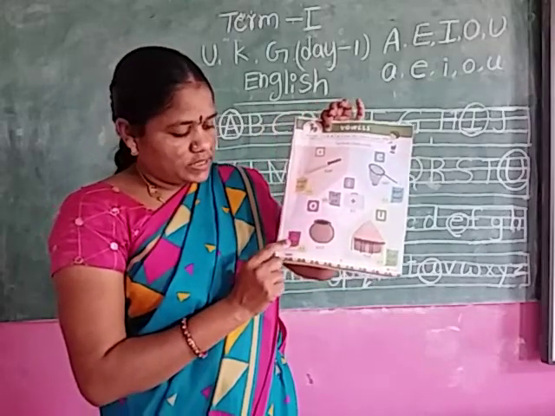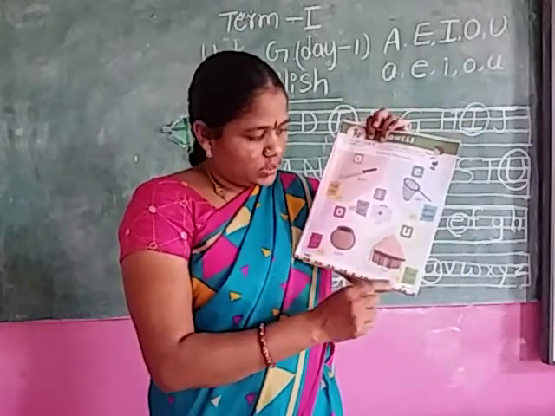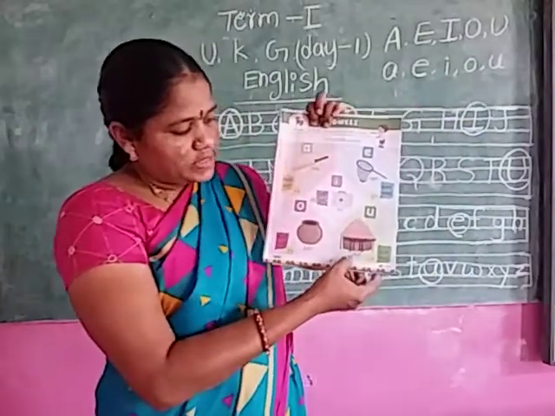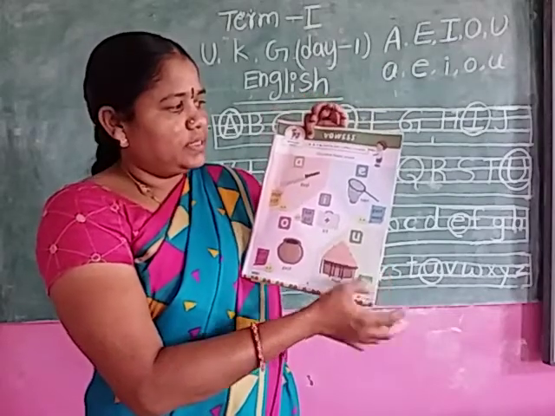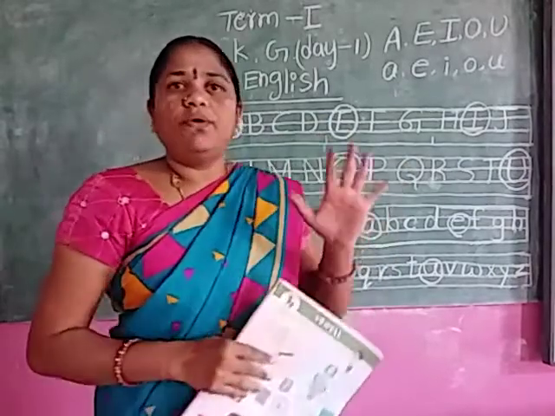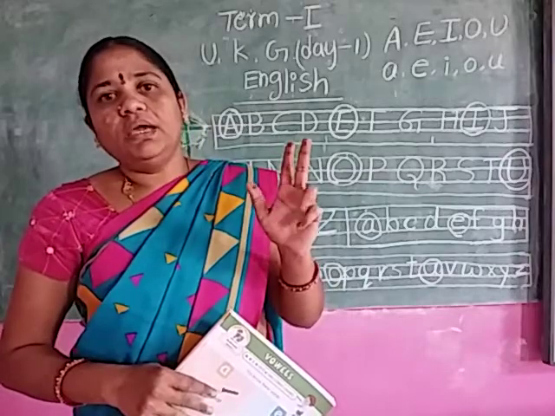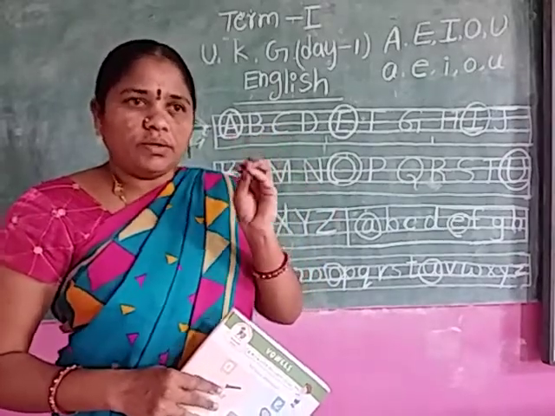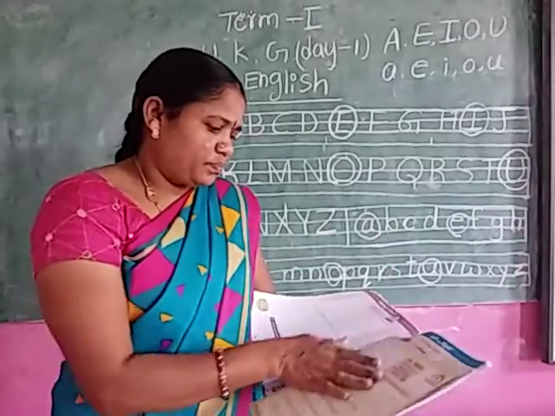Vowel O letters. H, O, T, hot. C, O, T, cot. P, O, T, pot. Next, vowel U letters. H, U, T, hut. C, U, T, cut. N, U, T, nut. These are the vowel letter words. See, first, how many vowels are there? Five. What are they? A, E, I, O, U. These are the vowels. Next, we will learn one rhyme.